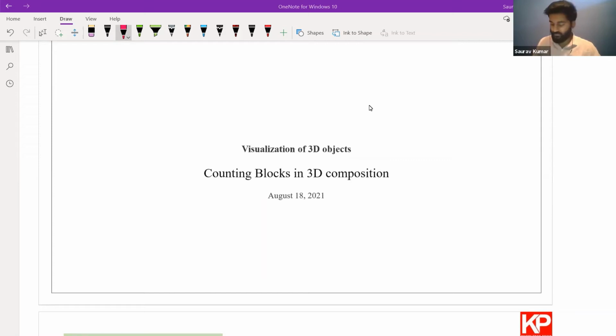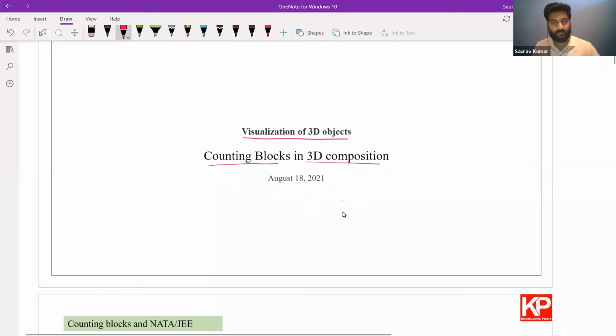Third class of visualization of 3D objects. Today we'll be studying about counting blocks in 3D composition. So let's look at it.